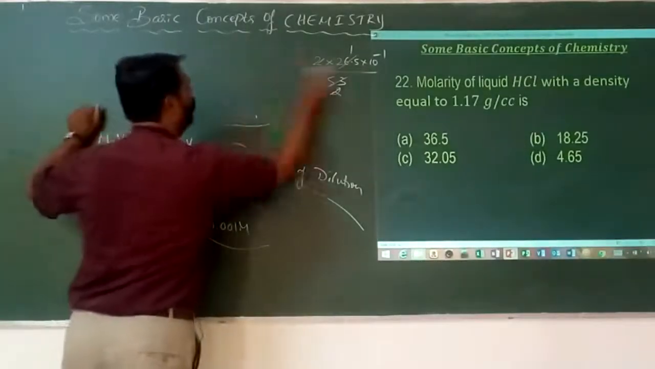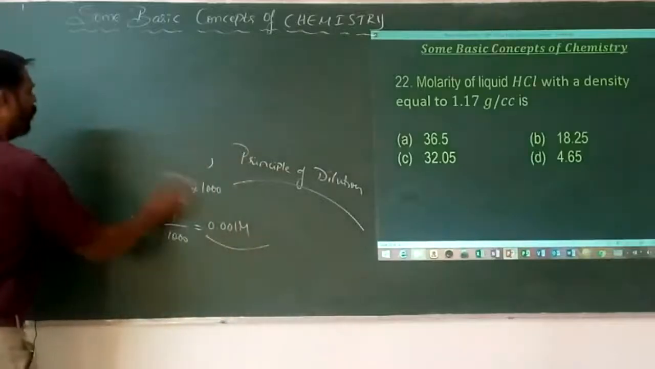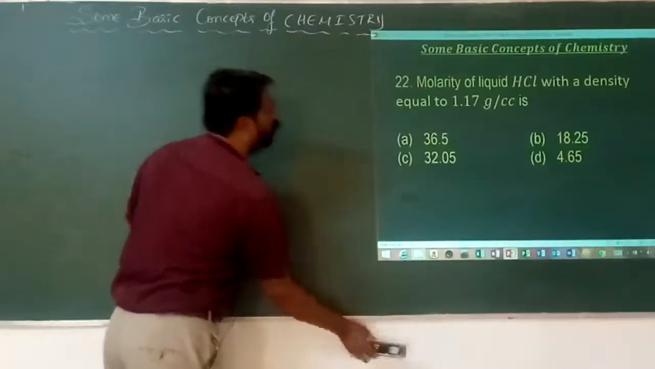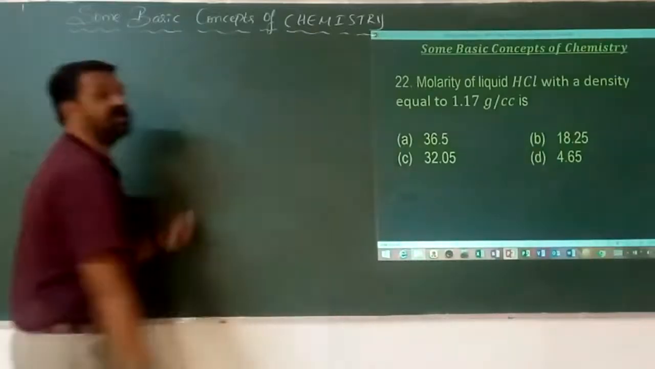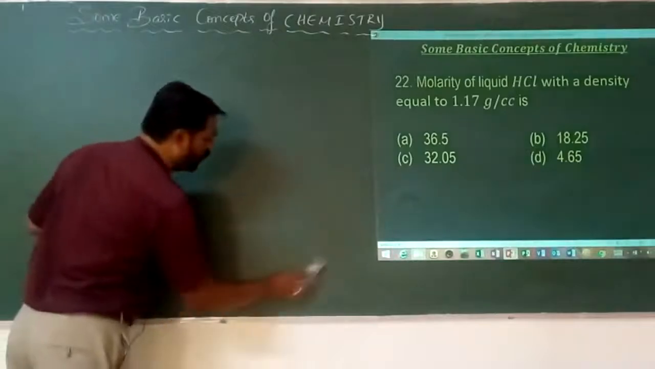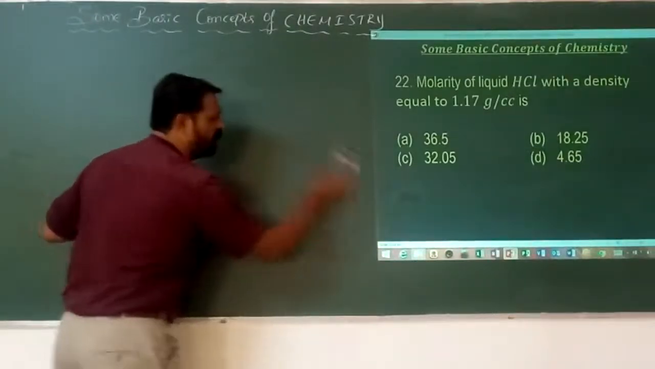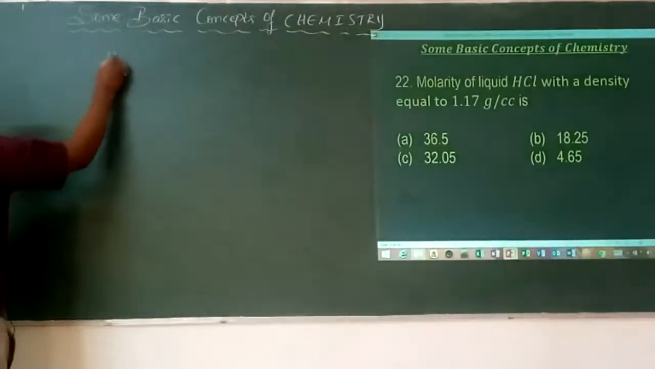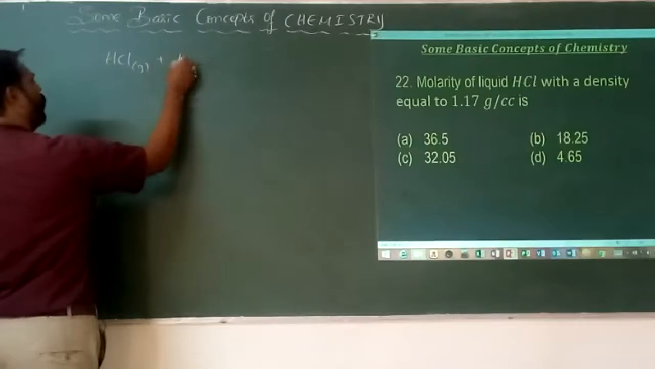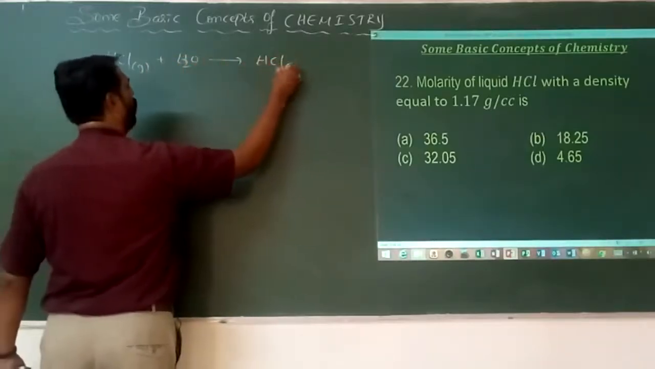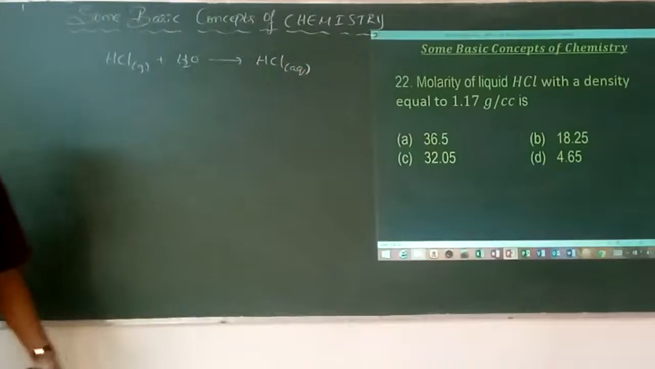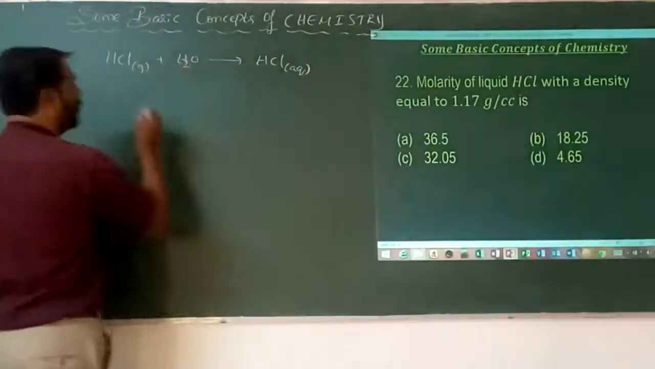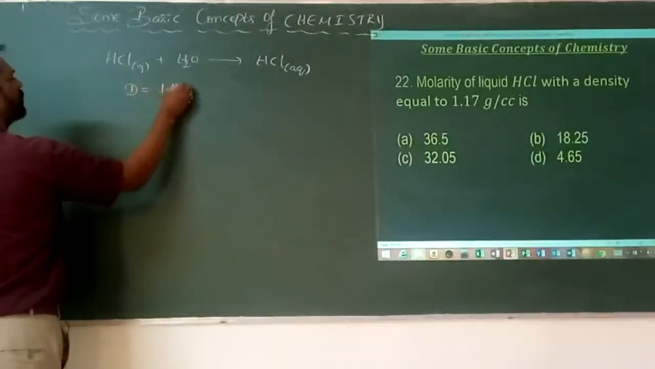What is the molarity of liquid HCl with a density of 1.17 gram per cc? Because the standard state of hydrogen chloride is gas, HCl is added to water to form the resulting solution. What is the molarity of this? Here the density of that solution is 1.17 gram per cc.